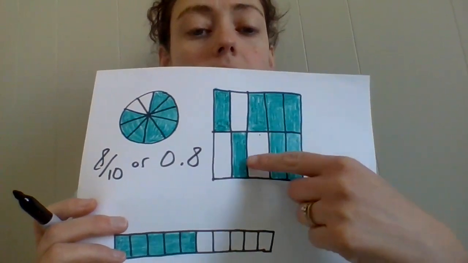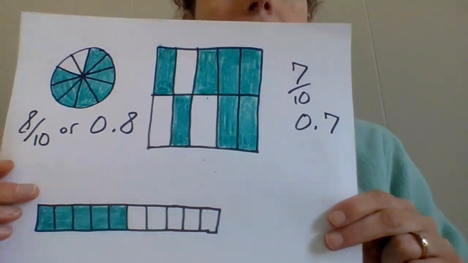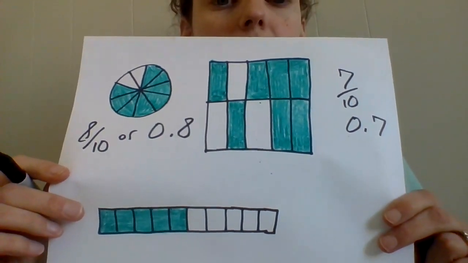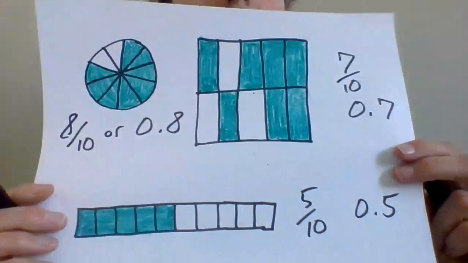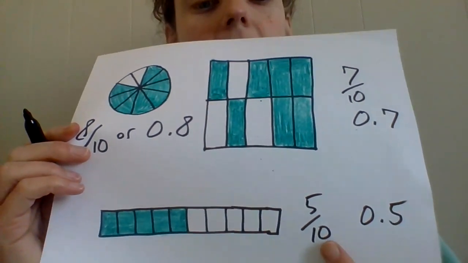And then this one, there are 7 colored, so that would be 7/10 or 0.7, like that. And then the bottom one, half of them are colored, so that's 0.5. So 5/10 or 0.5. Now, can you think of an equivalent fraction for 5/10?